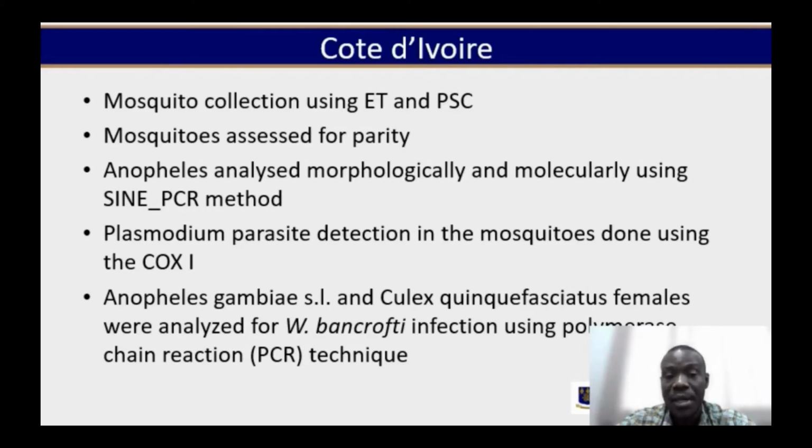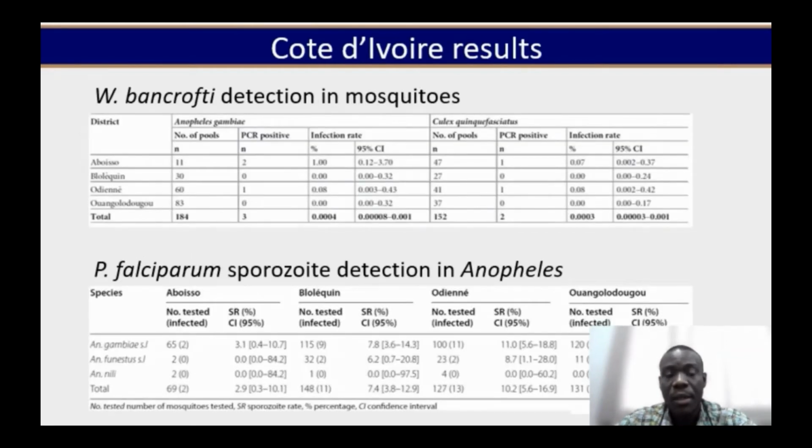Anopheles gambiae and Culex females were also analyzed for W. bancrofti infection using the PCR method. Again, in Côte d'Ivoire, we see that some parts of the Anopheles collected were positive for both W. bancrofti and P. falciparum using molecular methods. Non-vector Culex species collected during the activity were also positive for W. bancrofti.